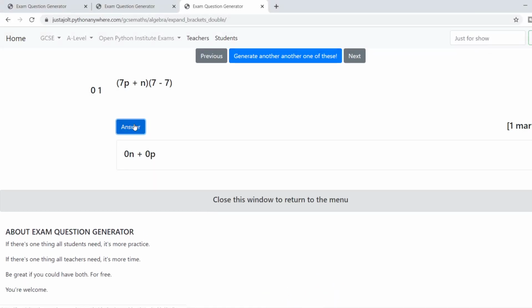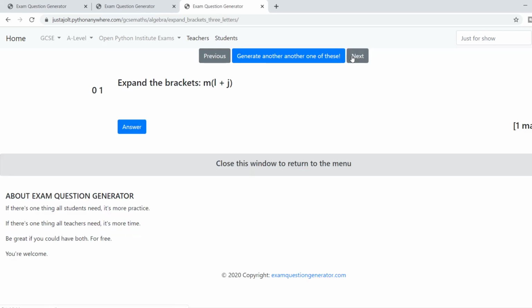Oh, there you go, 0n plus 0p. That's not how I want it to be put, so I need to work on that. But actually, that's pretty darn good. Anyway, let's move on now.